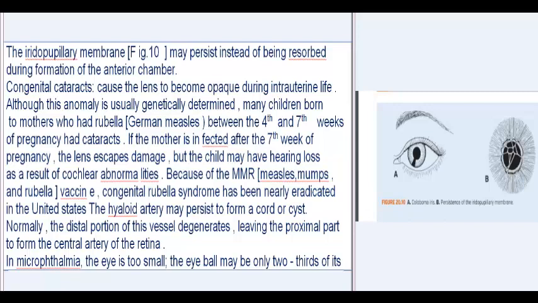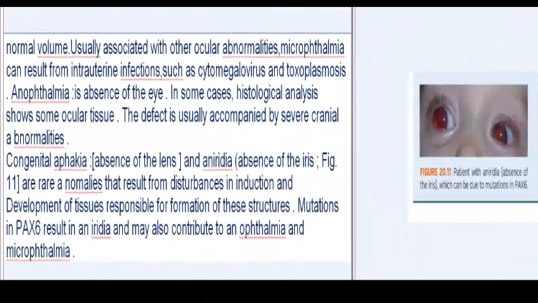The hyaloid artery may persist to form a cord or cyst. Normally, the distal portion of this vessel degenerates, leaving the proximal part to form the central artery of the retina. In microphthalmia, the eye is too small; the eyeball may be only 2/3 of its normal volume. Usually associated with other ocular abnormalities, microphthalmia can result from intrauterine infections such as cytomegalovirus and toxoplasmosis. Anophthalmia is absence of the eye. In some cases, histological analysis shows some ocular tissue. The defect is usually accompanied by severe cranial abnormalities.